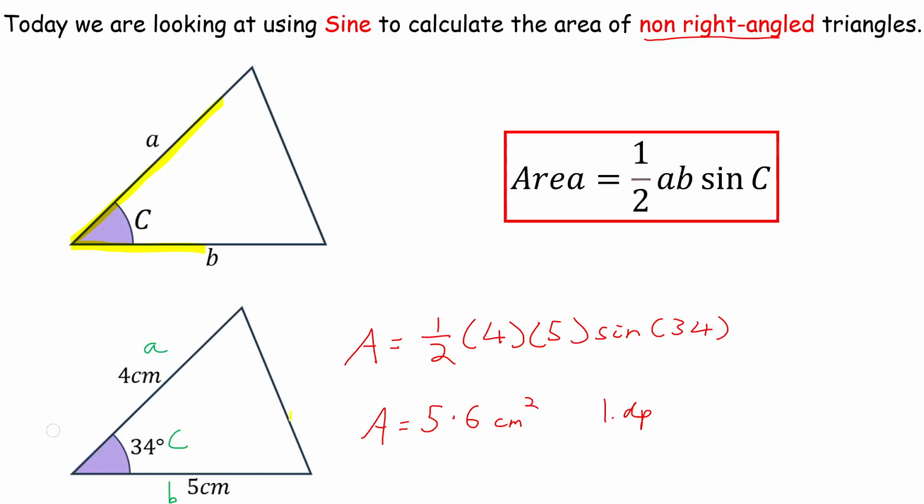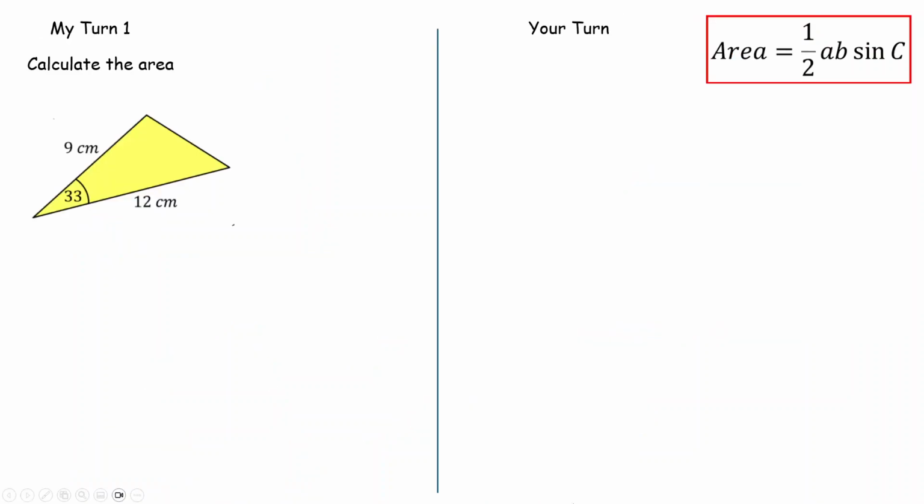Okay, and that is it. It's just a case of labeling your triangle up and then putting values into the formula. So we'll go through another my turn, your turn, and then we'll look at another my turn, your turn, but a slightly different case.